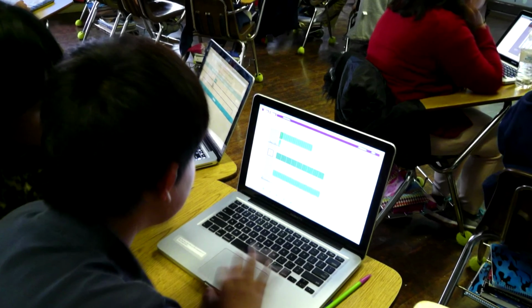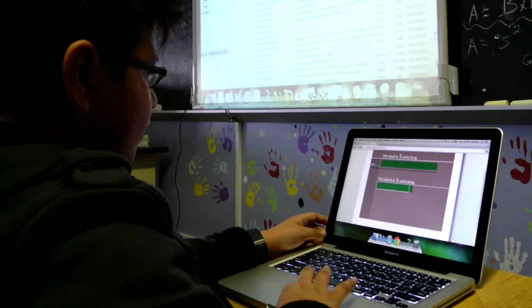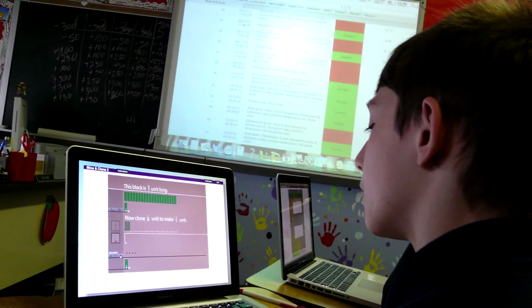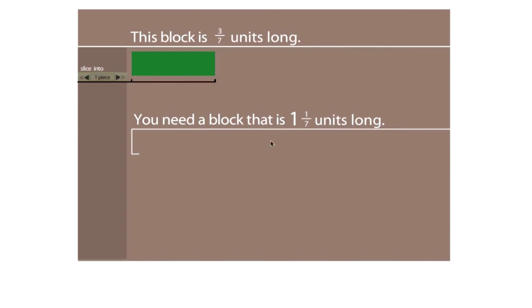The Slice and Clone PLM helps students understand fractions as quantities. Students must slice a given quantity to extract a unit that can be cloned to create a new quantity. First, the student must figure out how to partition the original block at the top, and then slice it using an interactive slicing tool to extract an appropriate unit.